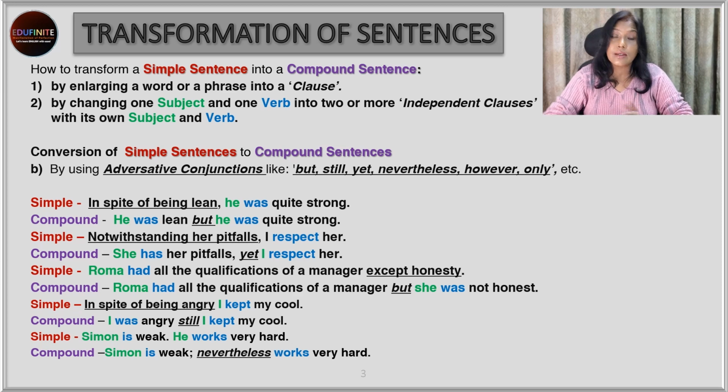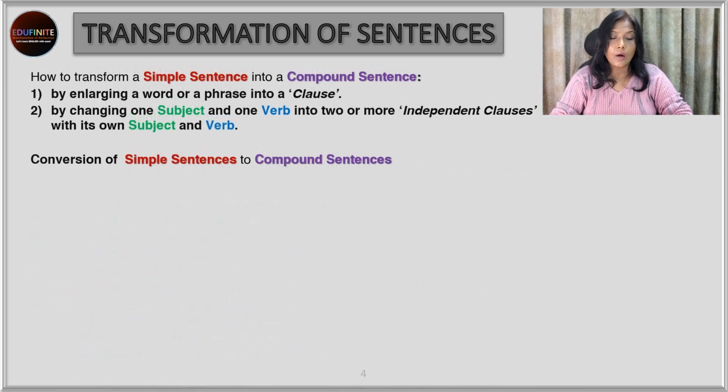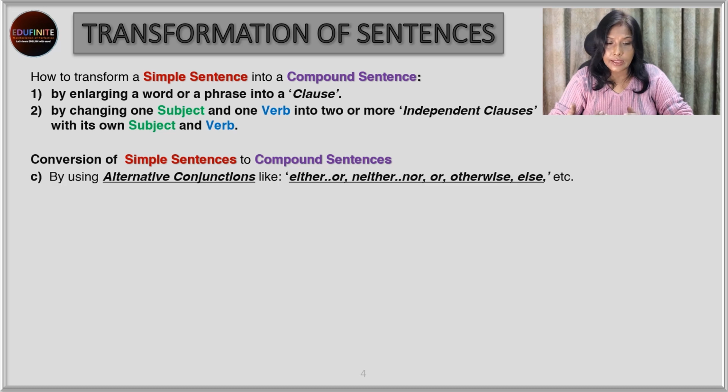Now we come to the third type. How do we convert the simple sentence into a compound sentence? The third type is by using alternative conjunctions like either, or, neither, nor, or simply or, otherwise, else, etc. Now, what is actually an alternative conjunction? Alternative conjunctions express an alternative relationship between the words, phrases, or clauses that they connect.